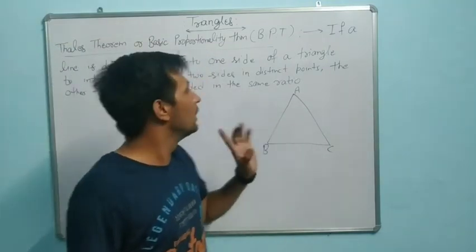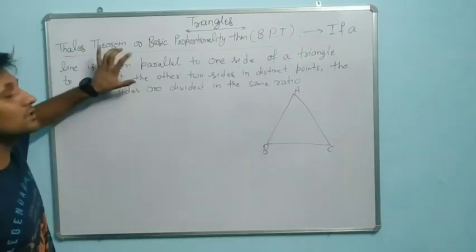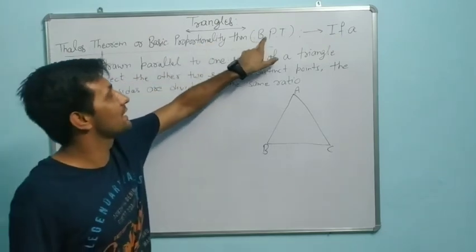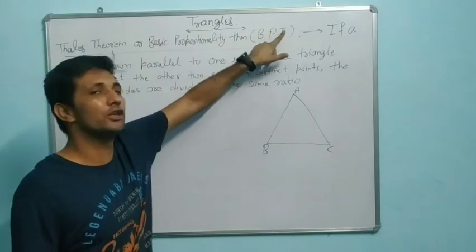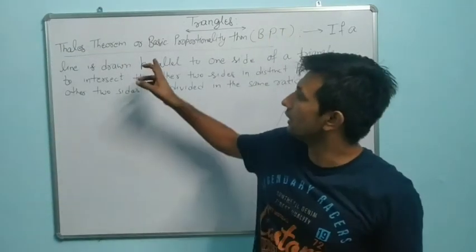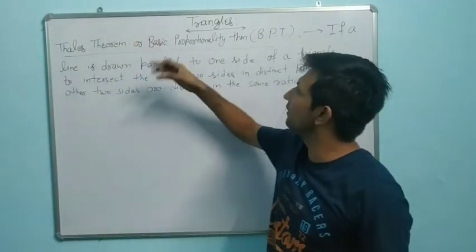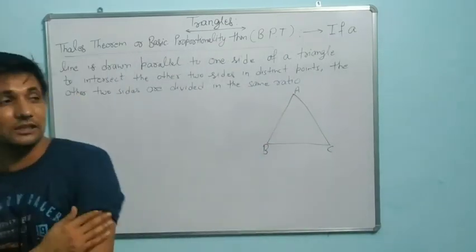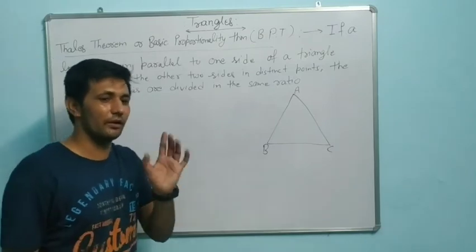Okay. So look more carefully. What is given? Thales theorem, or basic proportionality theorem, or you can say BPT, meaning basic proportionality theorem. If any name is given in the exam, it means the same theorem. It is given by Thales. And why we call it basic, I will explain. Look at what the basic proportionality theorem is. Before that, one more point.